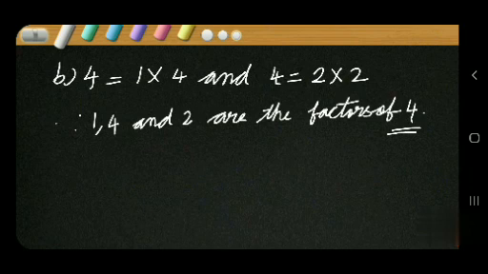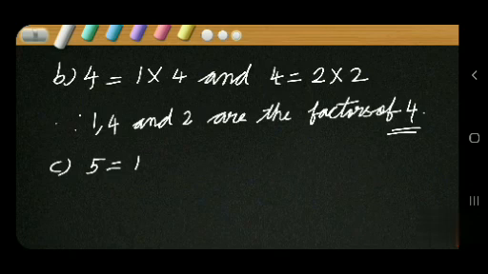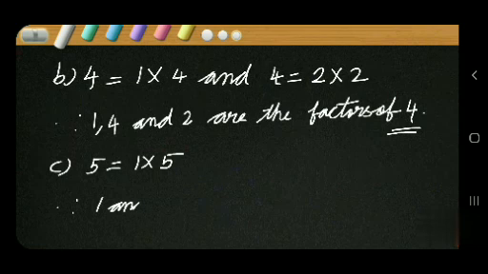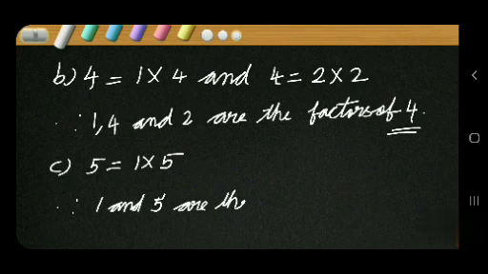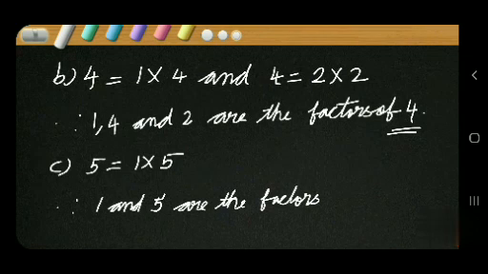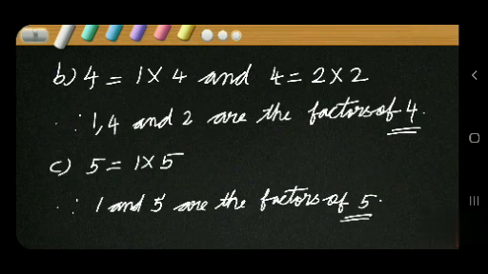Have you understood? What about 5? Write example C. 5 can be written as 1 into 5 only. We discussed earlier, isn't it? No other way. So from this, what can we conclude? Therefore 1 and 5 are the factors of 5, isn't it? Therefore 1 and 5 are the factors of 5. Okay, got it? Have you understood?